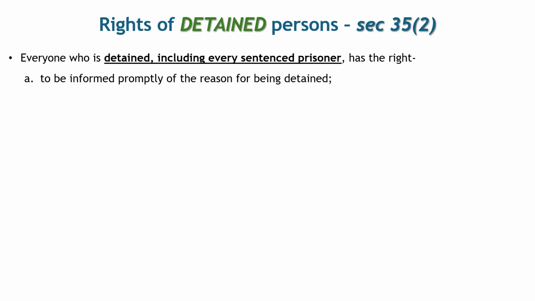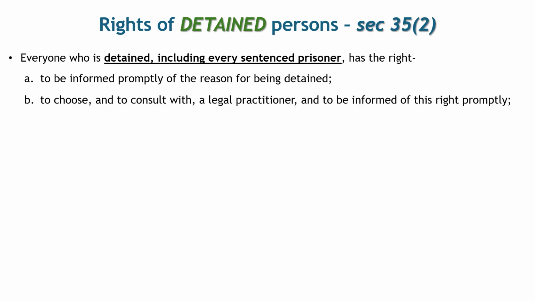The first right is the right to be informed promptly of the reason for being detained. Now, the moment a person is arrested, this is an important right, to be informed why have I been arrested? But when it comes to a sentenced prisoner who knows exactly why they are being detained, they've been found guilty of the offense and they are now serving their imprisonment sentence, this right no longer makes practical sense. And you'll see as we go through the list, there are other rights in this category that make sense for an arrested person, but not necessarily for a sentenced prisoner.